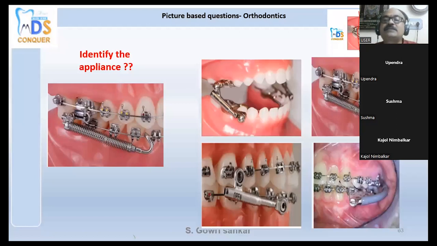So it is in between the Herbst and your Jasper Jumper. So it is not a Jasper Jumper, it is not your Herbst. Then what can it be? Yes, it is the Forsus. Forsus is normally given for distalization.